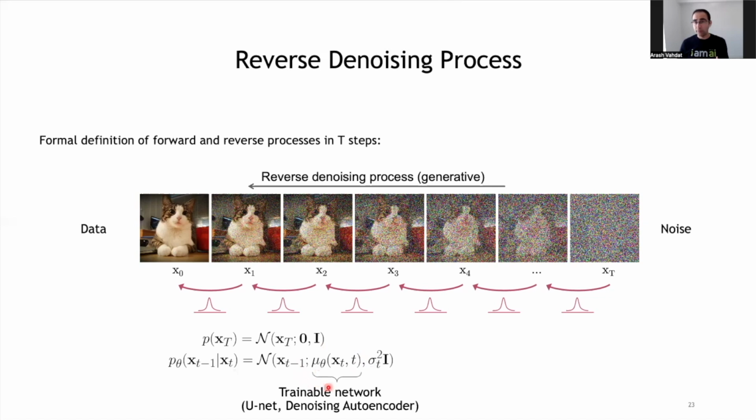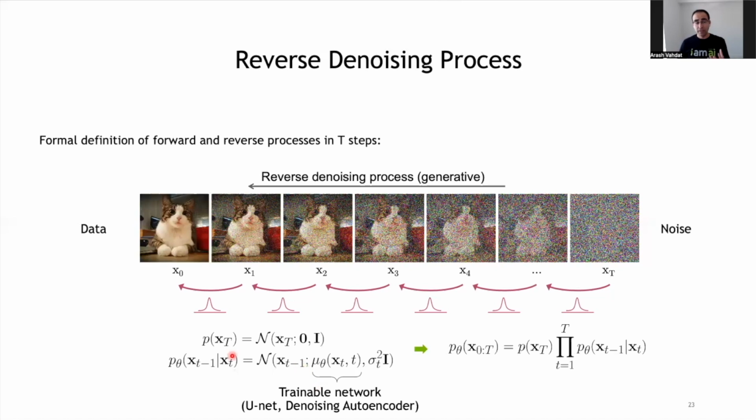Remember, this is the trainable network, and it takes a noisy image xt and predicts the mean of the less noisy image xt minus 1. Because it takes an image and predicts an image, we can model this using a UNet that has the same input and output shape. Or you can think of it as just a denoising autoencoder that denoises the input image to a less noisy level, basically. And we're going to talk about the architecture of this denoising model, this mu theta, later.